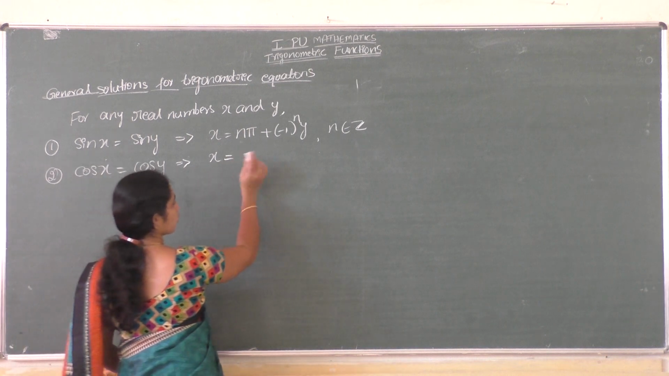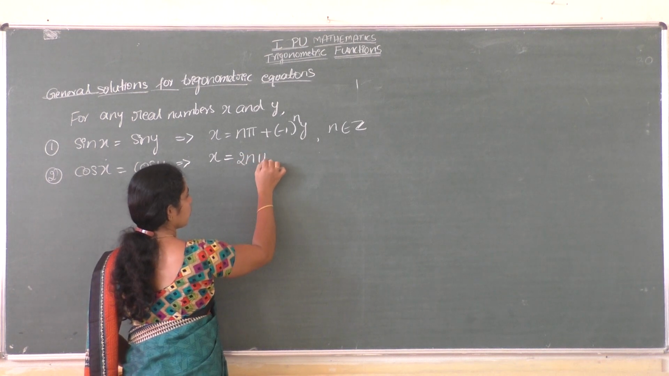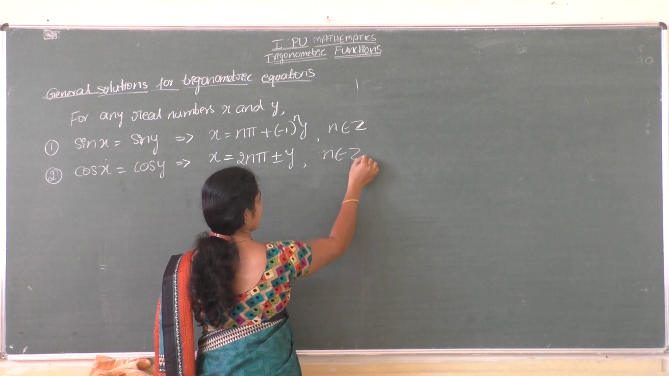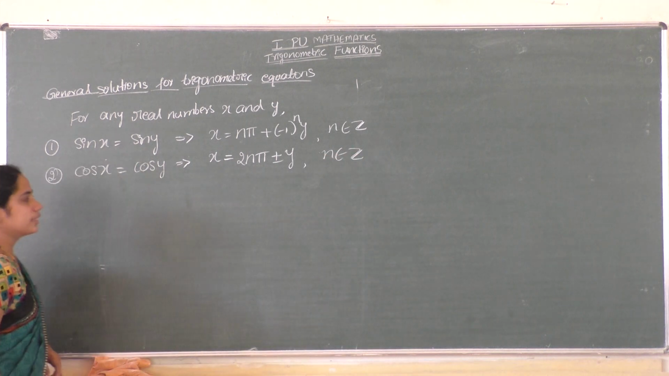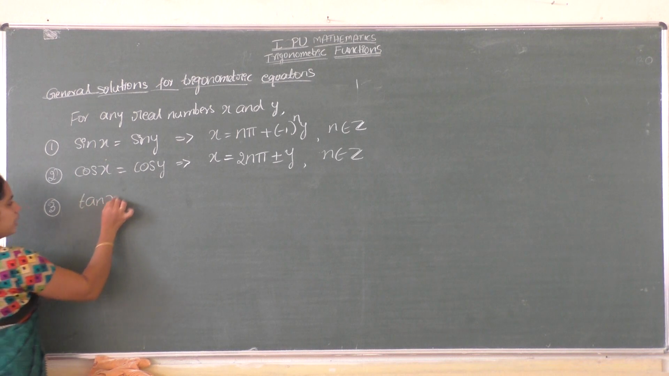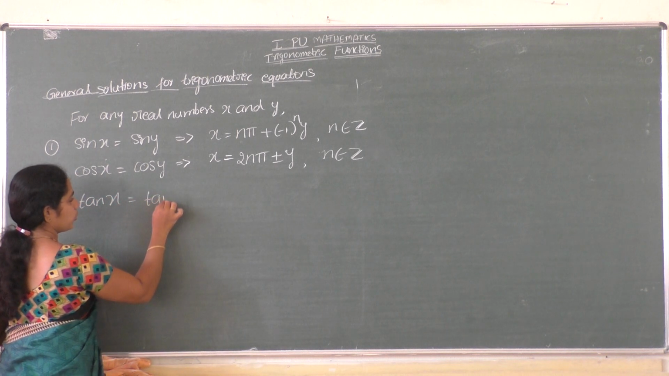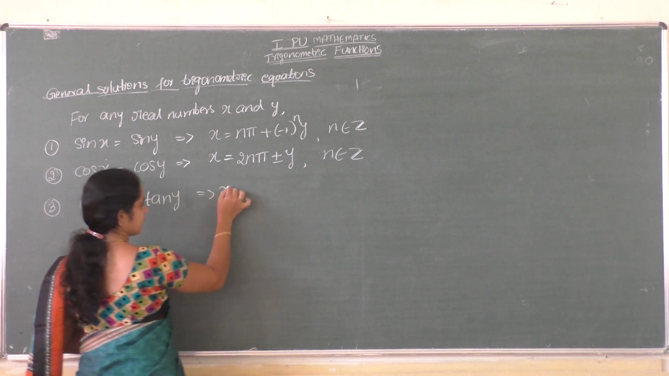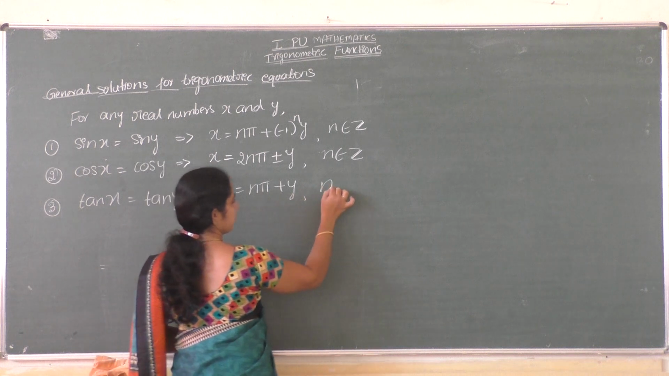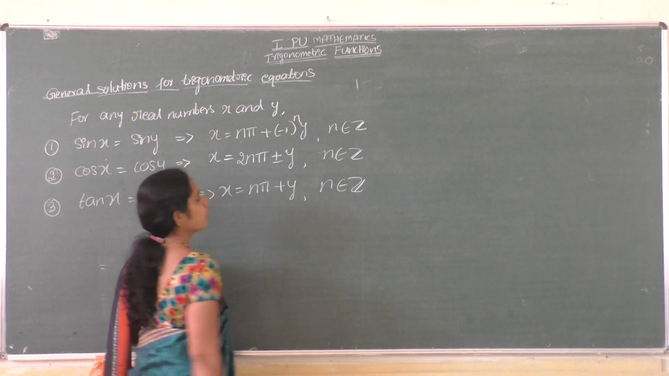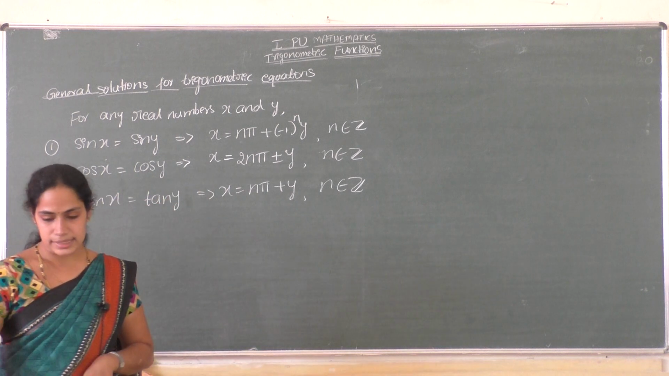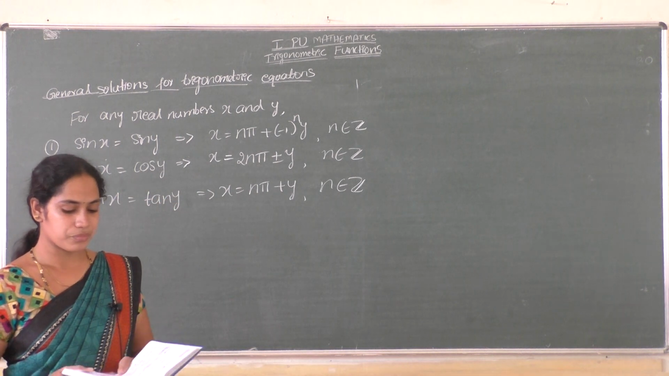Cos x equal to cos y gives x equal to 2n pi plus or minus y, where n belongs to Z. Third one, tan x is equal to tan y. This implies x equals n pi plus y, where n belongs to Z. We have these three formulas.